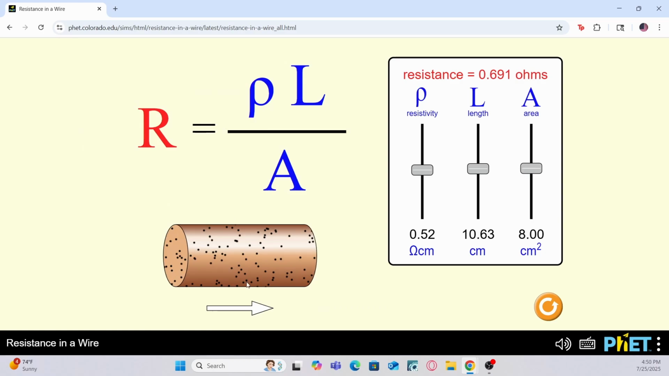And the resistance in a wire simulation is a great tool. It allows you to visualize the relationship between all of these variables very nicely. Thank you so much for watching, and I hope this was informative.